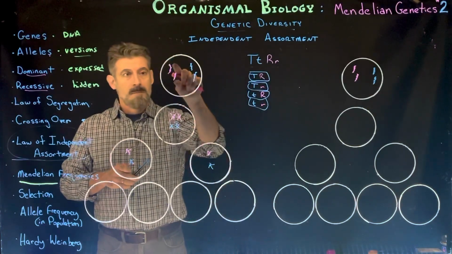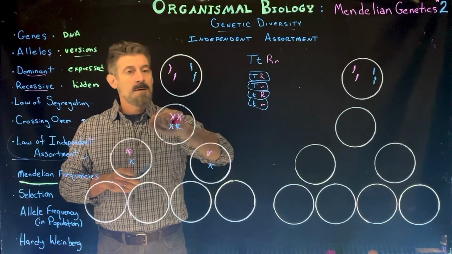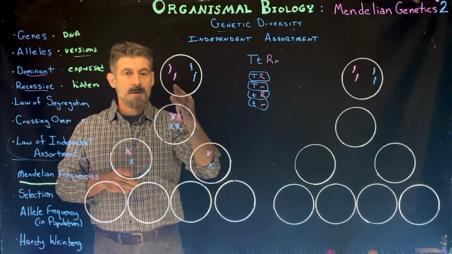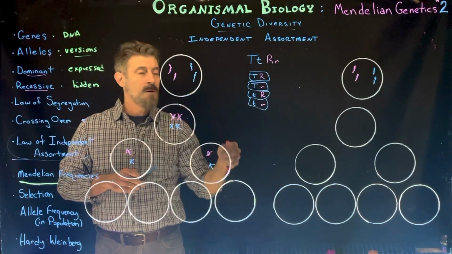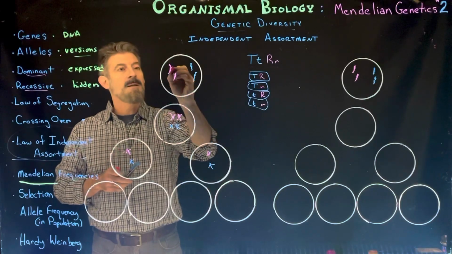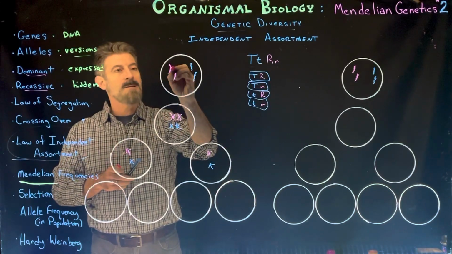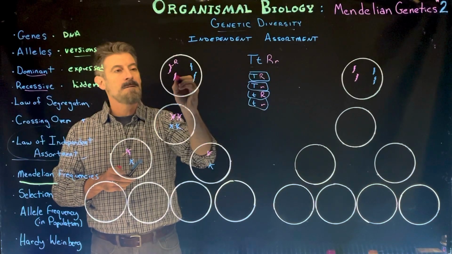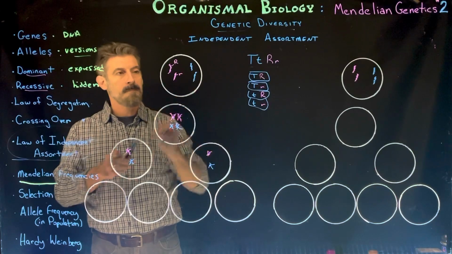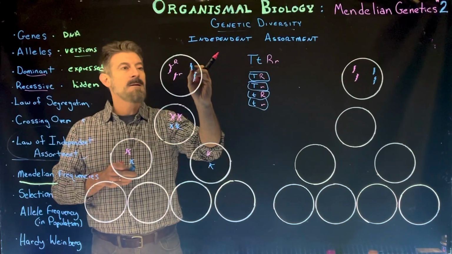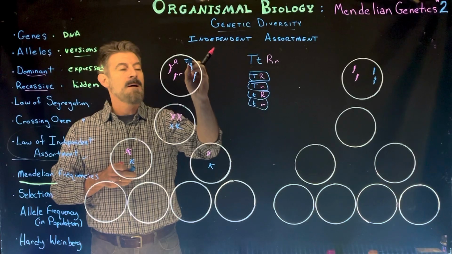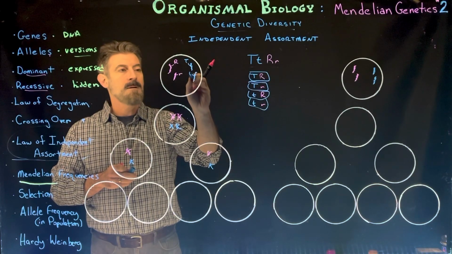So the pink one here, the reddish one, represents one particular chromosome. The blue one represents a different chromosome. This chromosome here, the pink one, is the one that has the color gene on it. And this one here is the one that has the height gene on it.